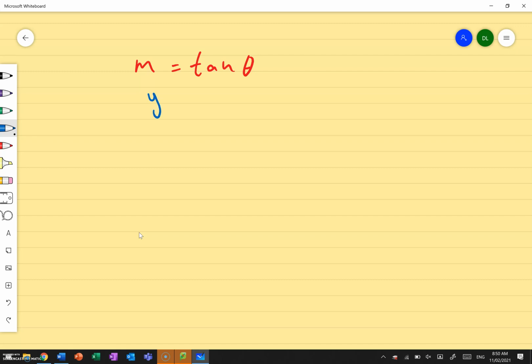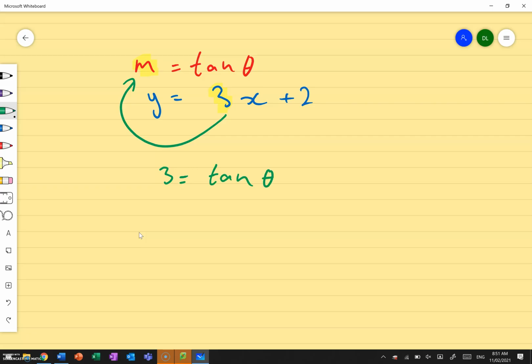So let's say I have y equals 3x plus 2. If I told you to find the angle that the line y equals 3x plus 2 makes with the positive direction of the x-axis, what would you need to do? What does the m stand for? Gradient, easy. So the gradient is this one. All I do is substitute that. So I'm going to write 3 instead of m. Yes, that's correct. 3 instead of m, we'll write 3 equals tan theta.